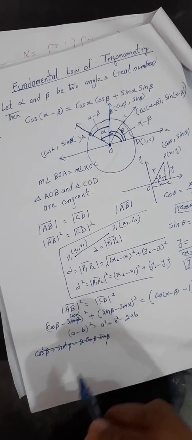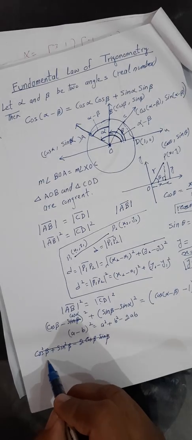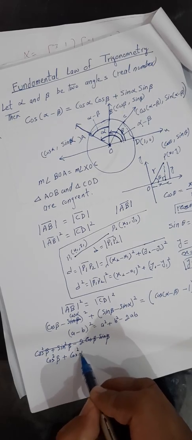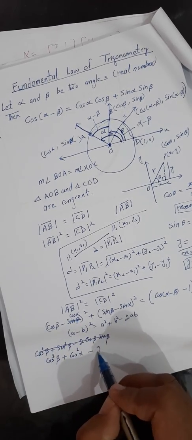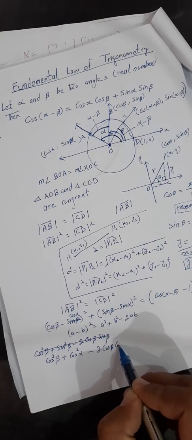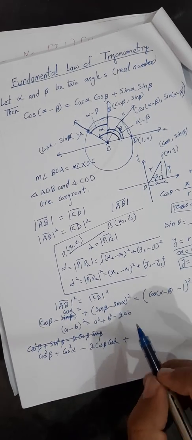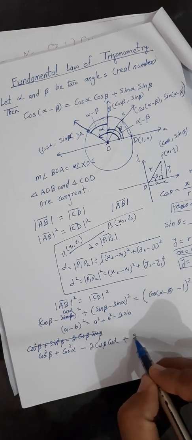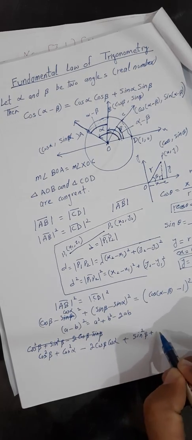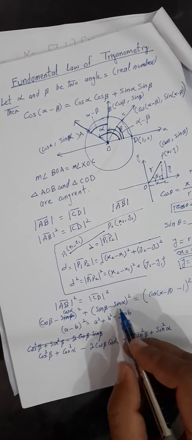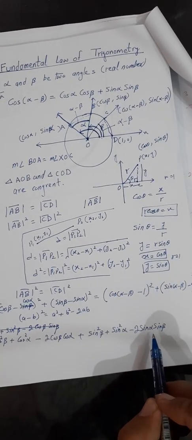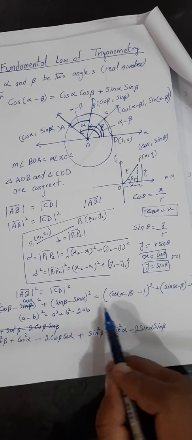When we open this formula, it will be equal to cos square beta plus cos square alpha minus 2 times cos beta cos alpha, plus (sin beta minus sin alpha) whole square, which is equal to sin square beta plus sin square alpha minus 2 times sin alpha sin beta.